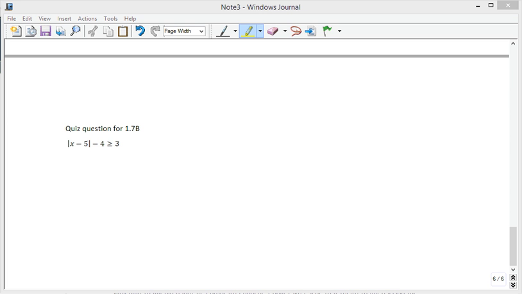Okay, here's your quiz question for 1.7b. It's the last one for this quiz, and it's the absolute value of x minus 5, minus 4, greater than or equal to 3. Write it down, solve it, and enter the answer into the quiz. Use interval notation. So for the infinity symbol, you can use INF, just the letters INF. And for union, just use the letter U, the capital letter U is the perfect one to use.